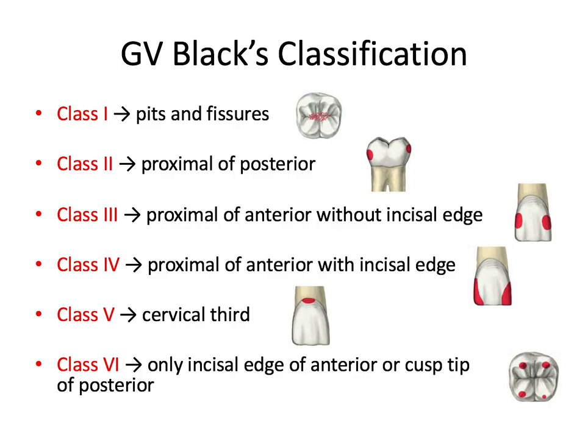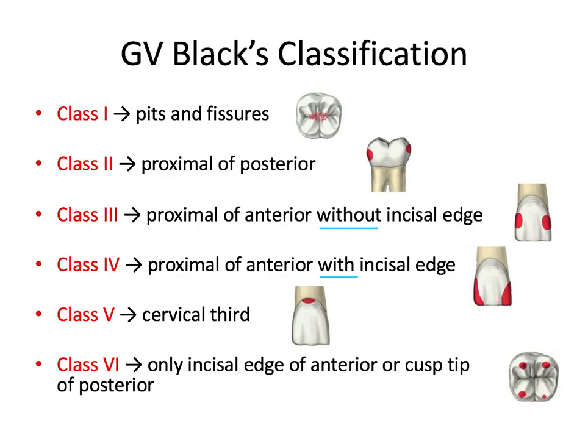Class 3 decay is diagnosed in the proximal surfaces of your incisors and canines. So class 2 is proximal of posterior, class 3 is proximal of anterior. But one other important distinction to make between this type and the next one is that class 3 does not involve the incisal edge. So class 4 decay is also the proximal surface of the anterior teeth, but this time it does involve the incisal angle. So a class 4 lesion is basically a larger version of class 3 that this time covers the incisal angle.